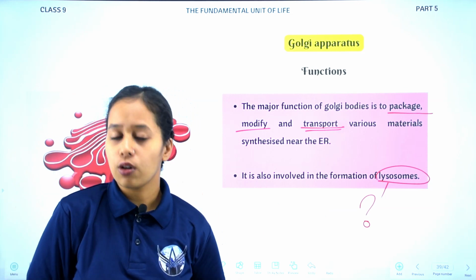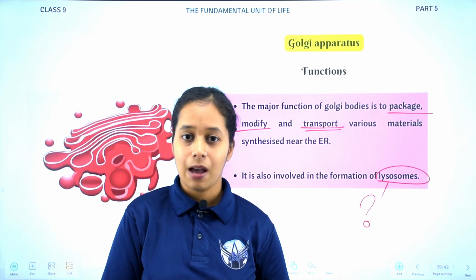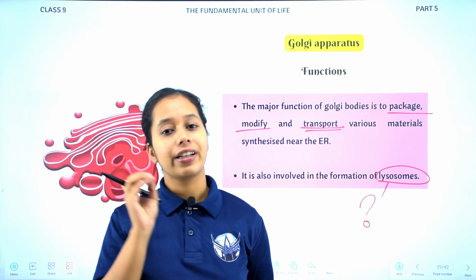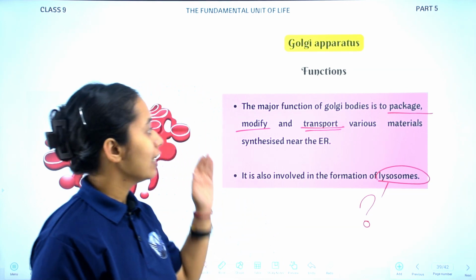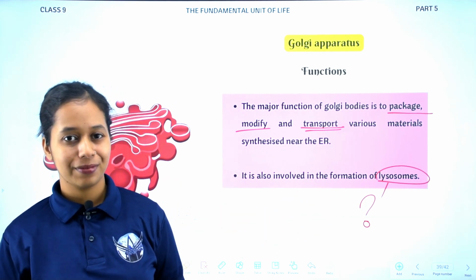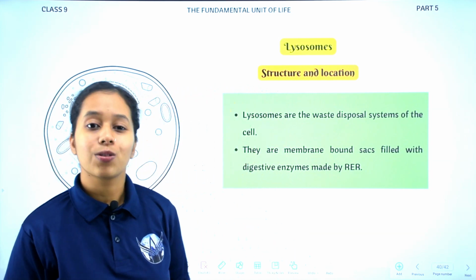So the number of Golgi apparatus may differ from cell to cell, but in every cell where Golgi apparatus is present, it performs a very important function. Which functions? These three functions and the formation of lysosomes. Okay. Now let us move on to lysosomes.